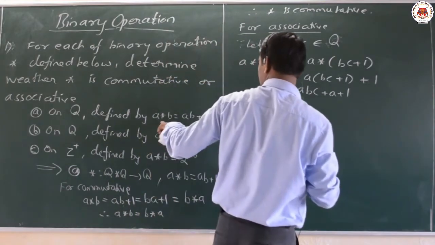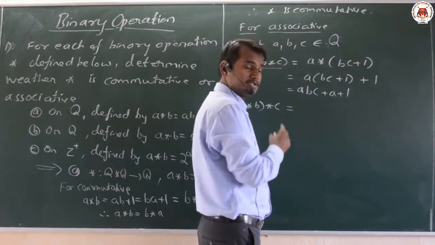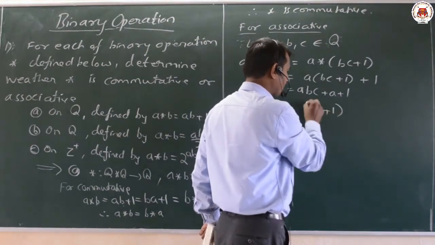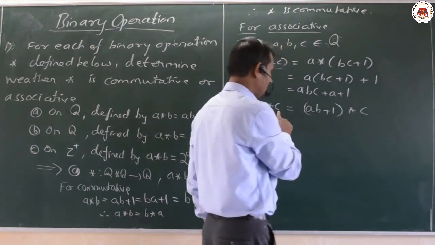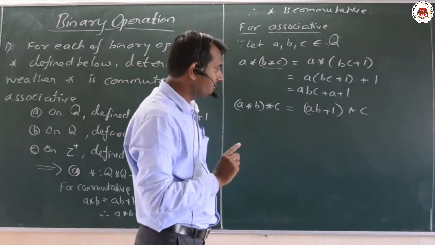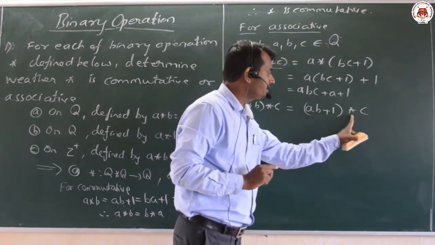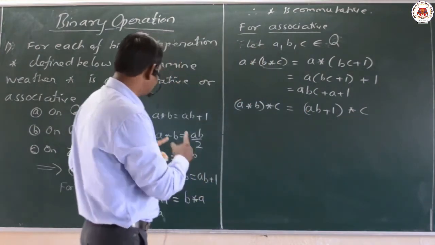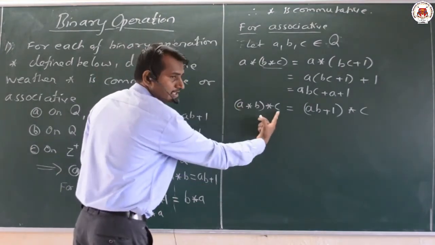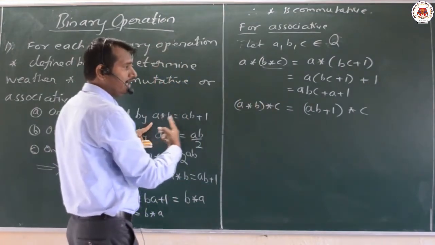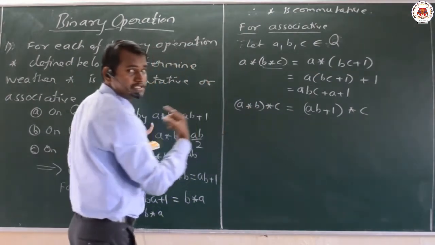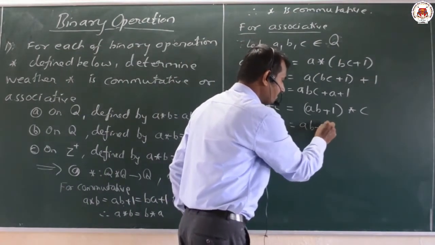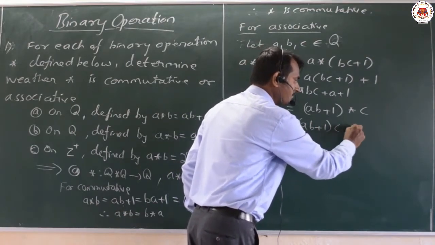What is the value for A star B here? AB. Okay, what is the value for A star B? AB plus 1. That is (AB plus 1) star C here. Now what I will do here is multiply (AB plus 1) star C, meaning instead of this particular B I have C here, and instead of A I have the whole thing, that is AB plus 1. So this is equal to (AB plus 1) into C plus 1.